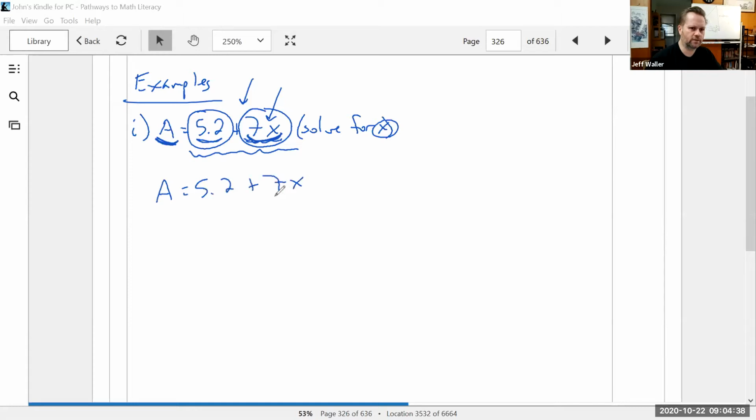So I want to get this term by itself. So I'm going to get rid of the 5.2. How do I get rid of this 5.2? What do I do to both sides? Subtract it. Yeah, subtract 5.2, because that's the only operation I can do and it would cancel.